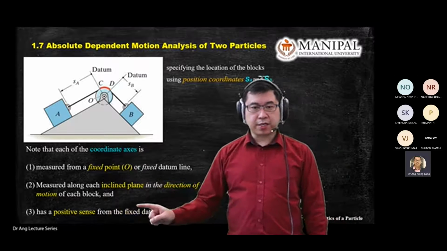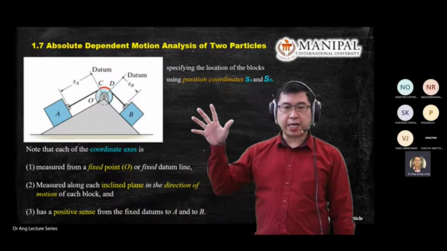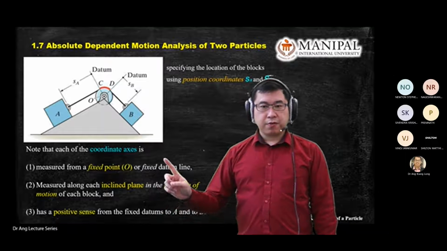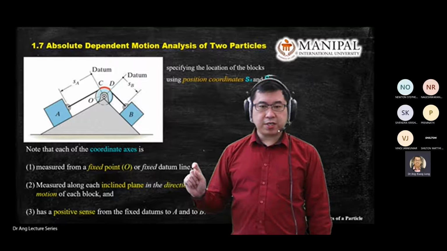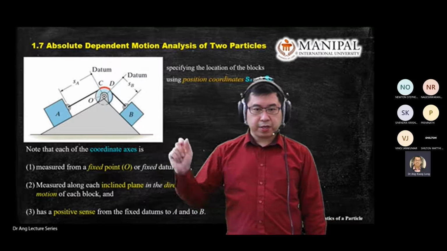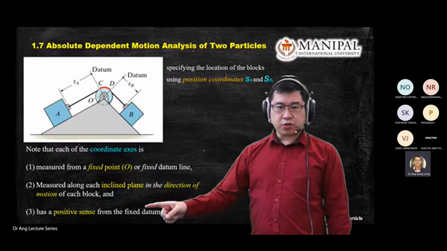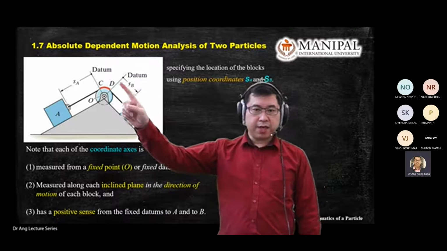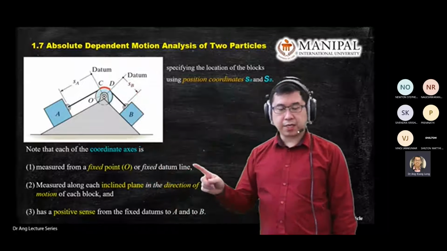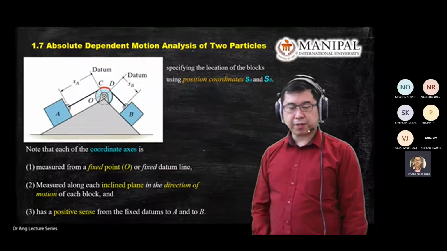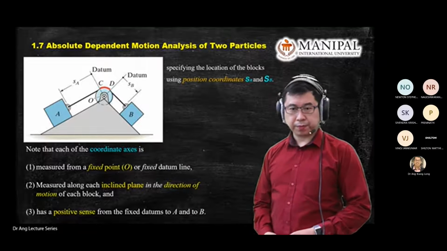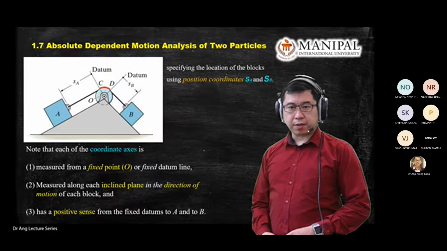These three things are fundamental when you want to solve relative motion questions. Number one, identify where the origin is. Number two, identify the direction of the movement. Number three, define where the positive direction from the datum is. These are the first three fundamental steps when you want to solve relative motion.